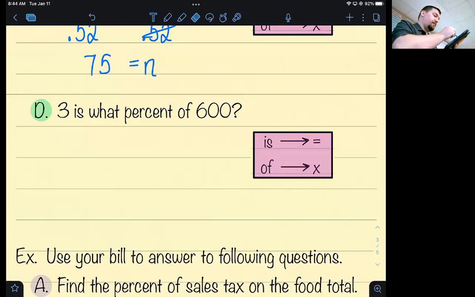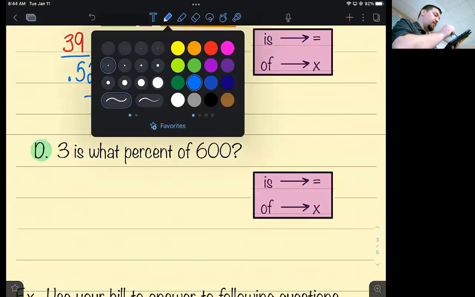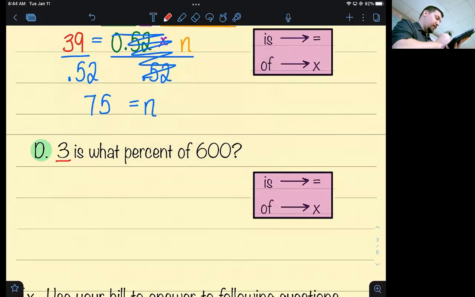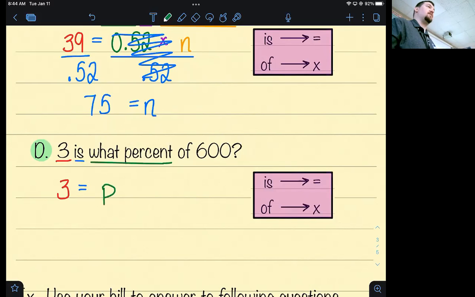Let's go ahead and write it. Underline the number 3 and rewrite it. Underline the word is. Maddox, what are we replacing the word is with? Good job, equal sign. Underline where it says what percent. We're using the letter P for percentage. Hopefully that P reminds you that when you get your answer, you still have to convert it to percent. Don't use N for every number because some are numbers and some are percents.